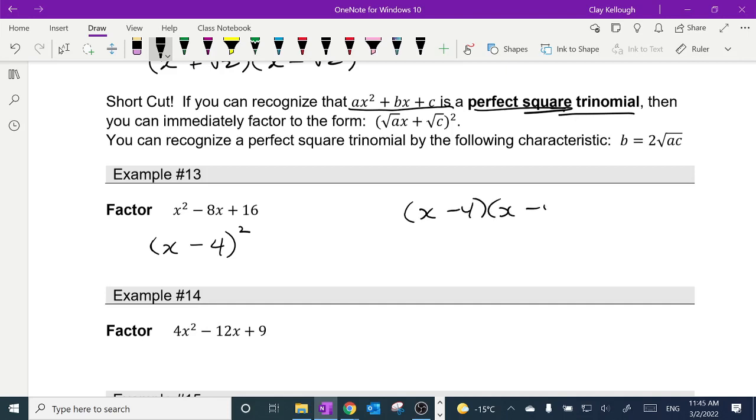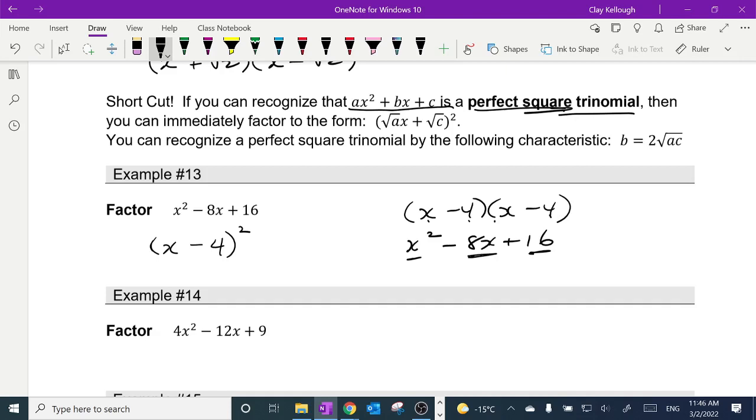x minus 4 times x minus 4 is x squared minus 8x plus 16, right? First times first is here. Outside times outside is minus 4x. Inside times inside is minus 4x. That adds to minus 8x. And 4 times 4 is 16.